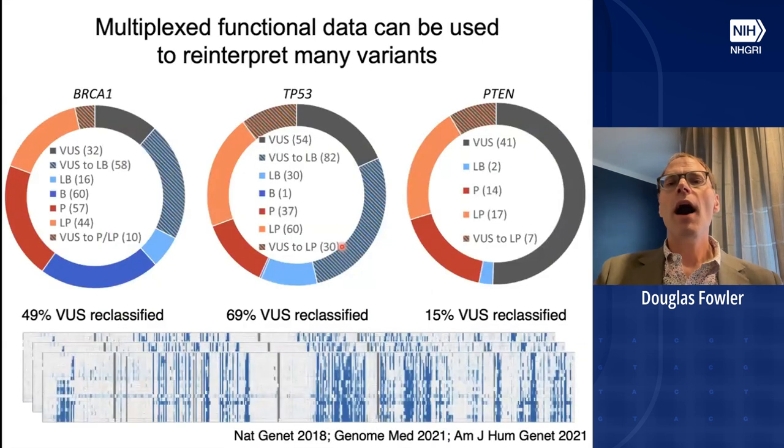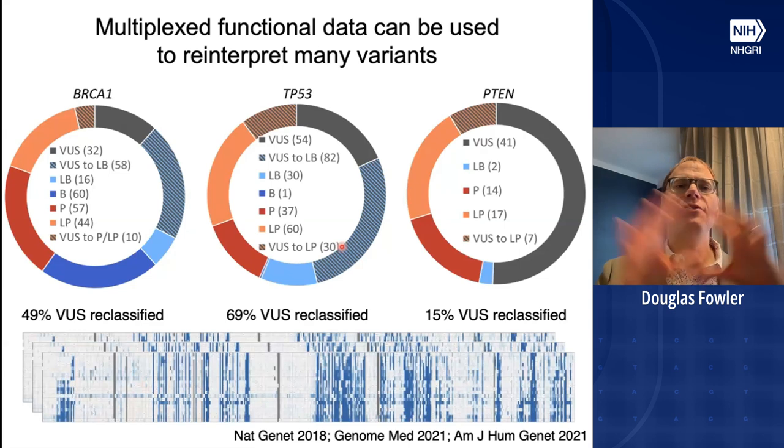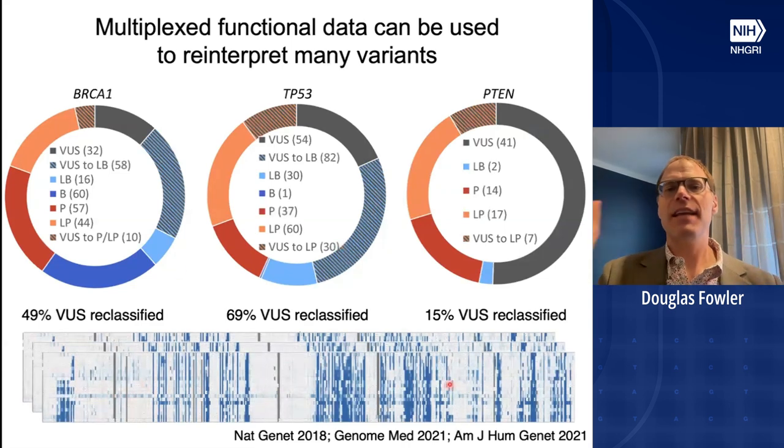Okay, so we did a study where we basically asked, okay, we've generated a bunch of this variant effect data, and I'm just showing you some maps here to remind you this data is at the scale of all the variants in the gene. For three genes, BRCA1, we've talked about, TP53 and PTEN are other genes where germline variants cause increased risk of cancer. And all of these genes have a lot of variants of uncertain significance in them.